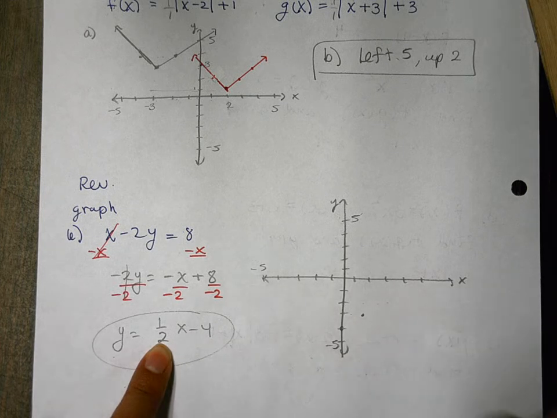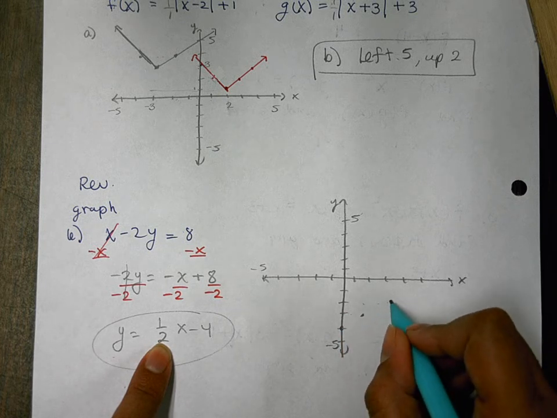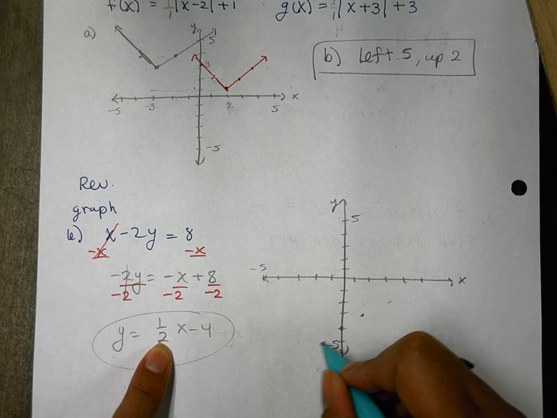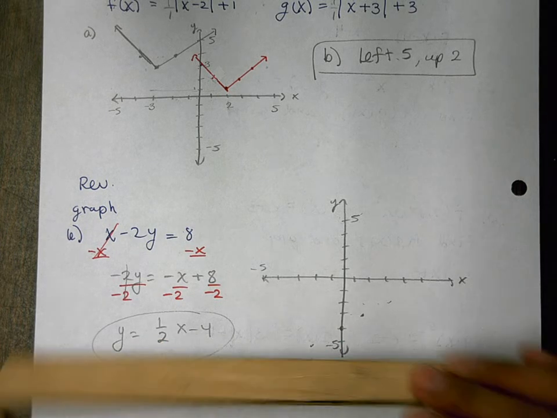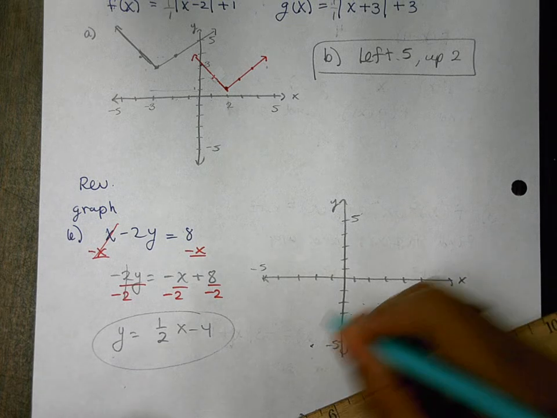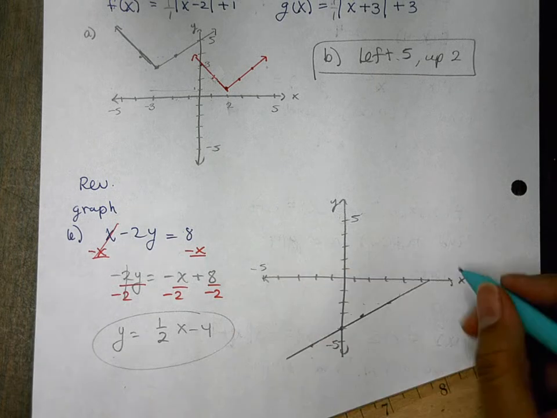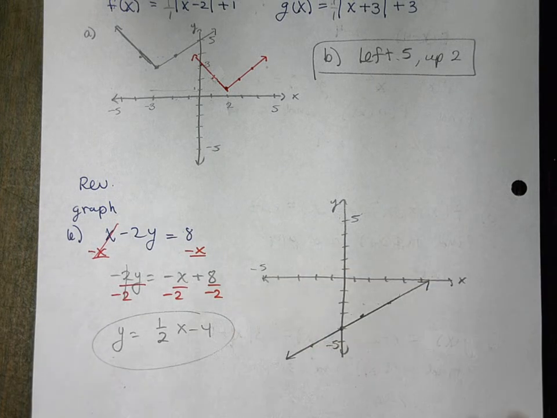Actually, I have done this one because I need 3 lattice points. Up 1 over 2, up 1 over 2. You could go down 1 over 2 if you wanted to as well, but you needed at least 3 lattice points, and I have 4, and that's fine. And then you connect and make your line. Don't forget your arrows at the end because it does go on forever in both directions. That is it for this lesson.